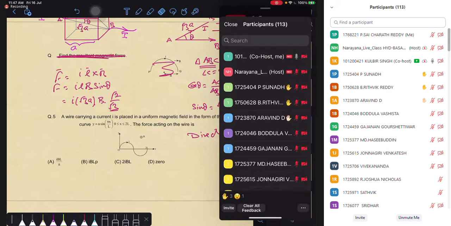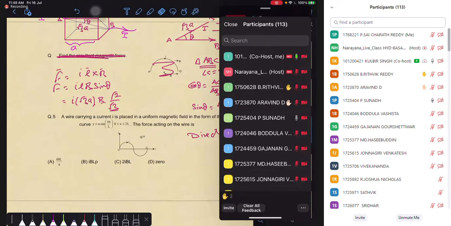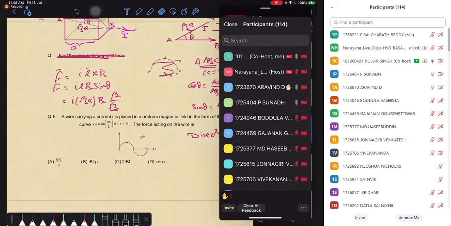Yes or no? Hello. Yes, Punarbhita? 0, sir. No, 0 is not the answer. Arvind. 2IBL. 2IBL along the y-axis. Force direction is along the y-axis, correct. Force along the y-axis direction and 2IBL. That is the answer.